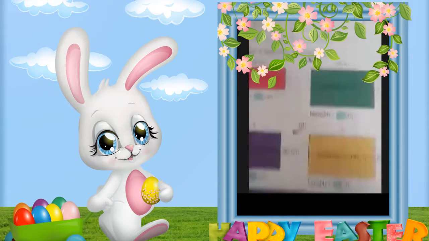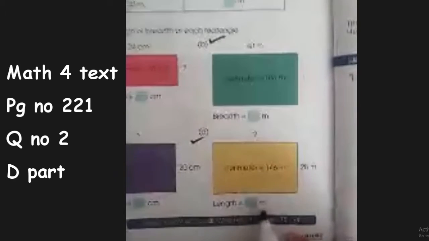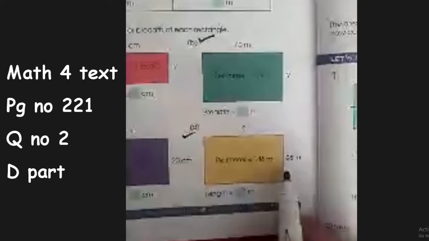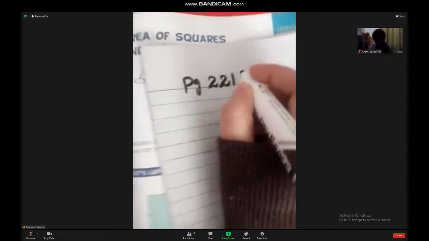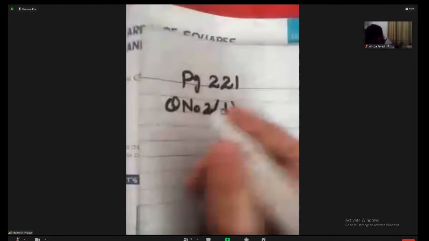The D part: perimeter is 146 meter. Length we have to find, and breadth is given, that is 28 meter. What should we write? That is page number 221, question number 2, D part.